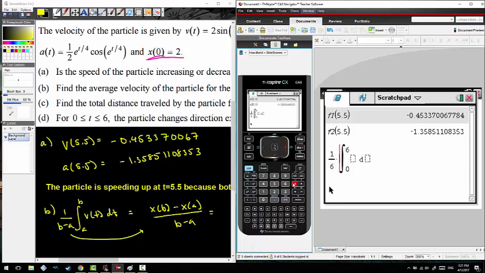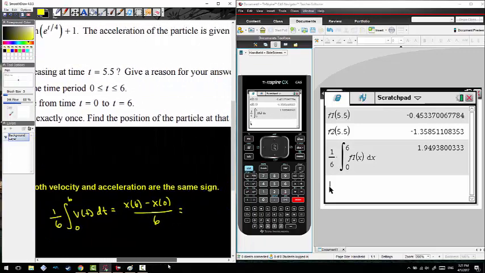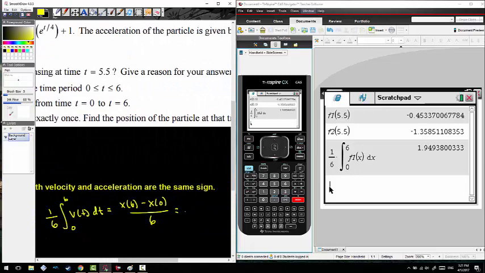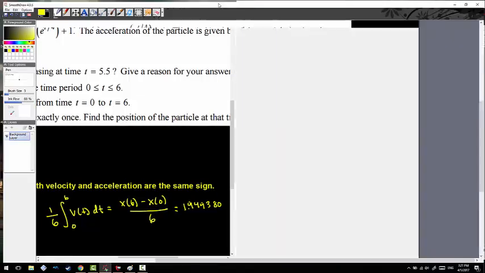1/6 times that. And then I'm going to go ahead and hit the integral of f1 of x dx. And I'm going to hit Control Enter. That way I get the decimal version of it. Bam. 1.949 and all that stuff. So I end up getting 1.949380. Okay? Cool. Let's go ahead and maximize this again.